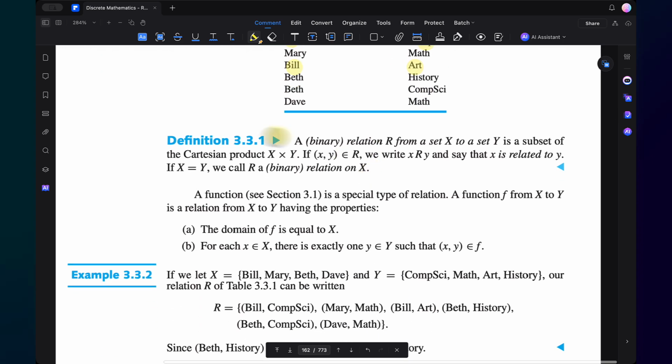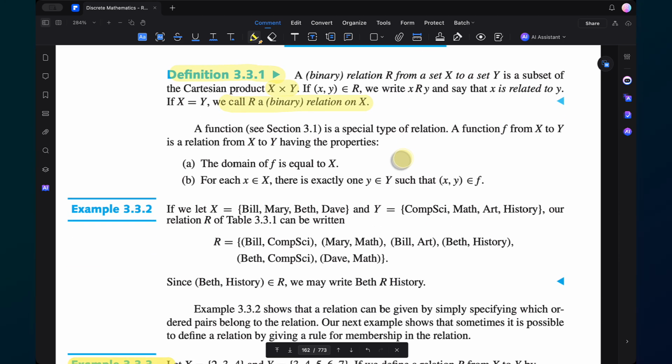Okay, so here's a definition. A binary relation R from a set X to a set Y is a subset of the Cartesian product X cross Y. So it's just a subset. If (x, y) is in R, we write x is related to y, and say that x is related to y. If X equals Y, we call R a binary relation on X. We're going to develop some different types of properties of relations.